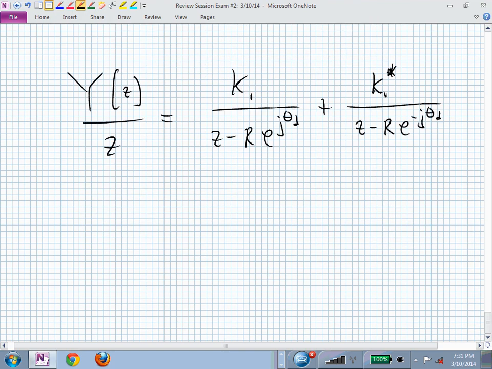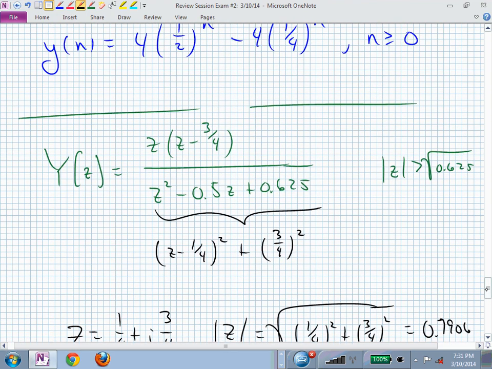Now, I can find K1 pretty quickly. K1 is just Y of z over z evaluated at the point z equal to r e to the j theta d, or when that denominator vanishes. Meaning K1 is now Y of z over z, which is just z minus 3/4 over the factor associated with the pole in the negative z plane.